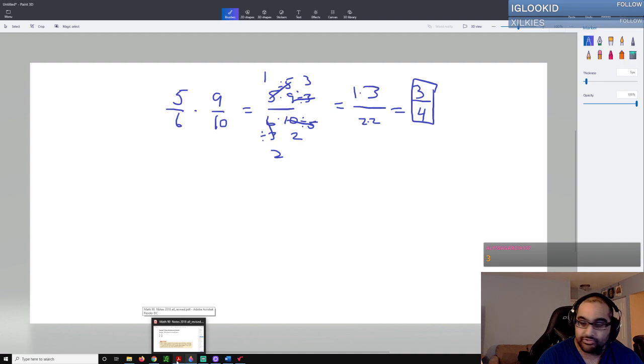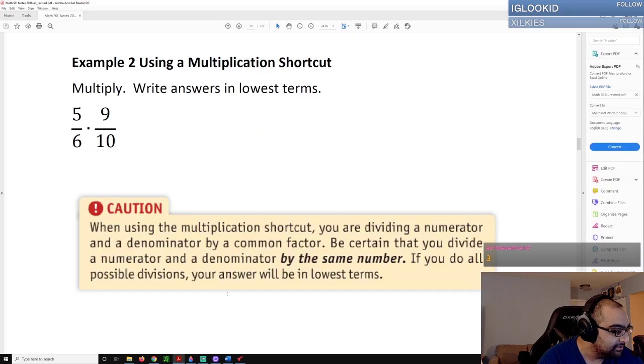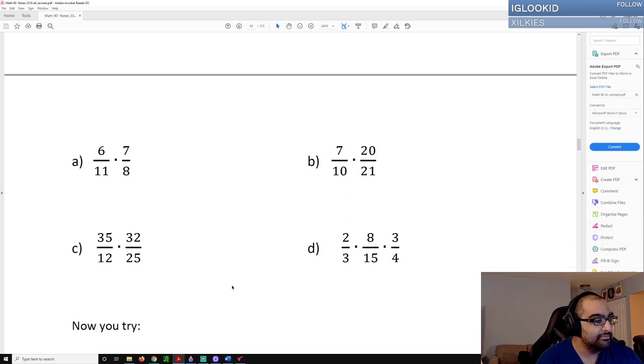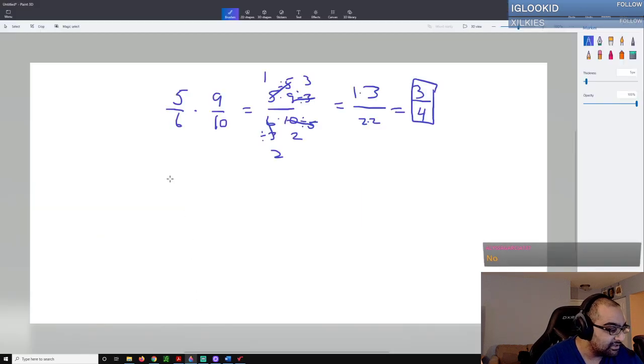Just move on here to the next one probably. But we're going to try another problem anyway. So let's give this next one a try here. 7/10 times 20/21. So let's give that a go.